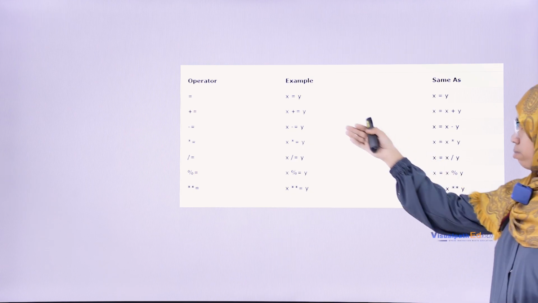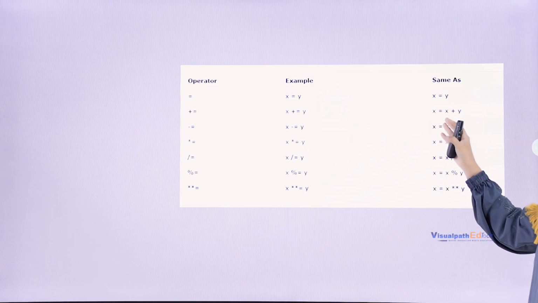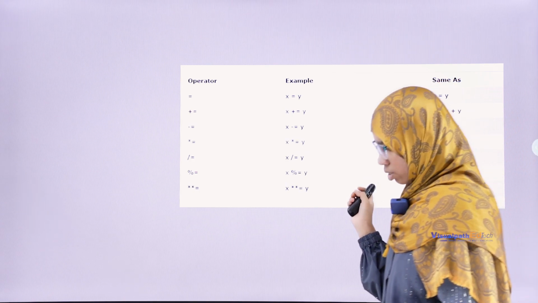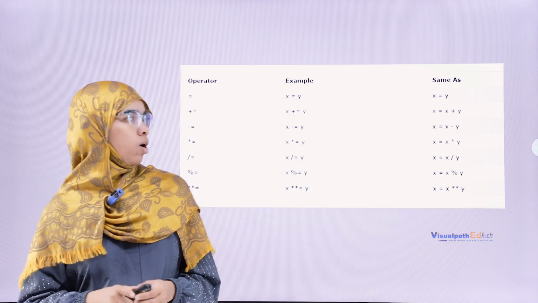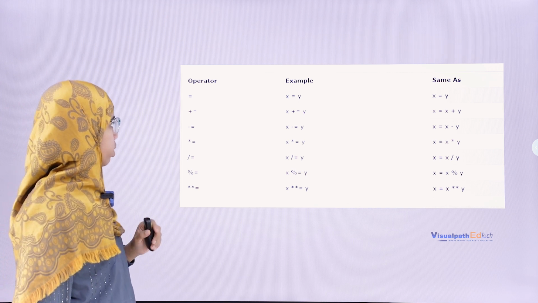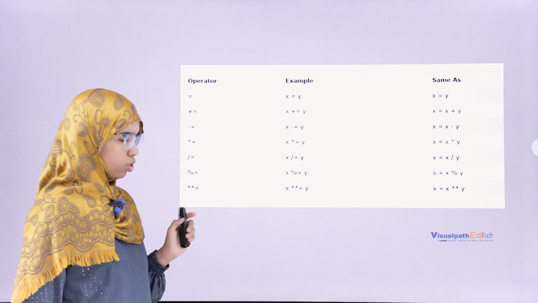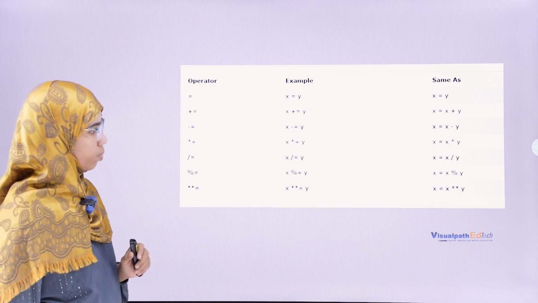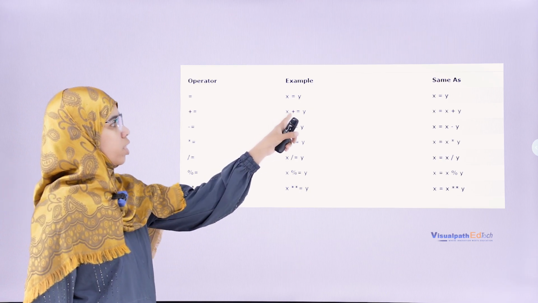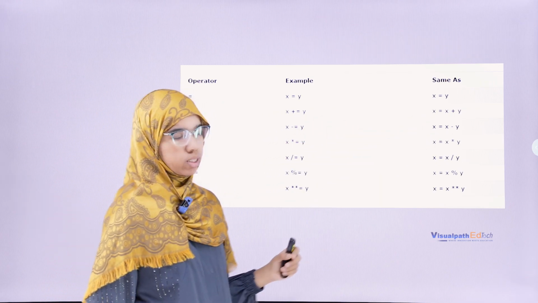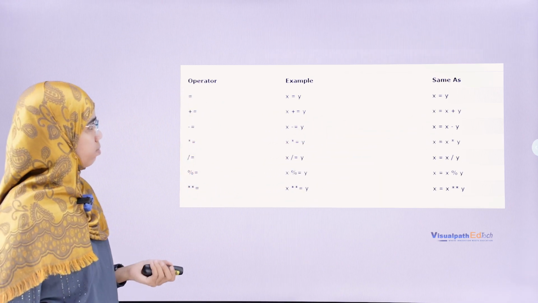Rather than writing directly like this, you can elaborate it in this way. Both of them are the same. Okay. So these are the list of assignment operators: plus equal to, minus equal to, multiplication equal to, division equal to, modulus equal to, and exponentiation equal to, right? So you can directly write x plus equal to y, or you can also write x is equal to x plus y, and so on.